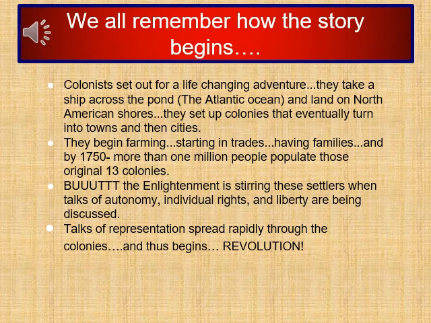colonies. But the Enlightenment is stirring these settlers when talks of autonomy, individual rights, and liberty are being discussed. Talks of representation spread rapidly through the colonies, and thus begins the American Revolution.